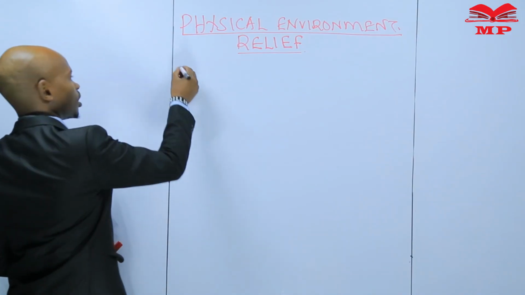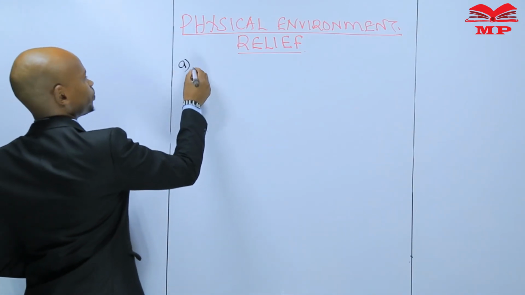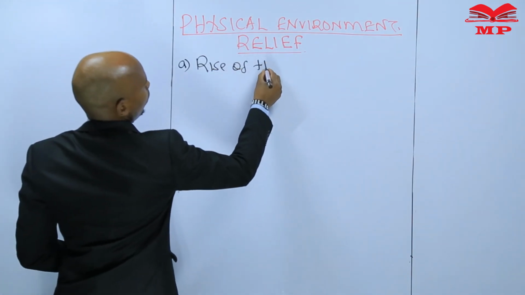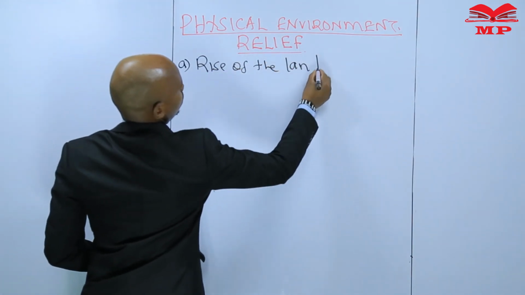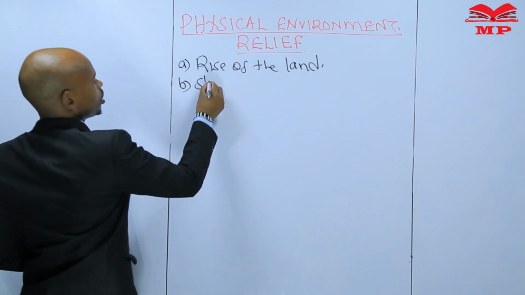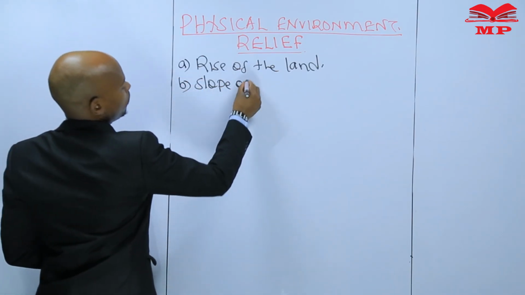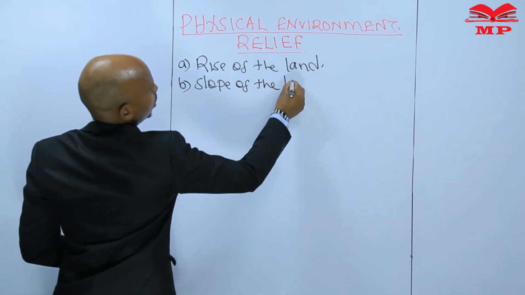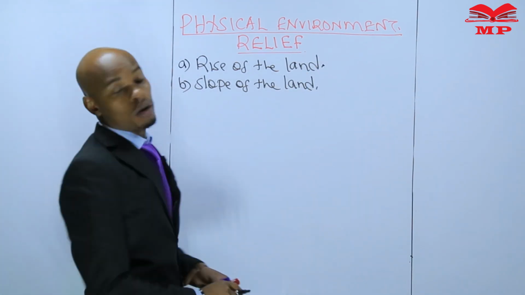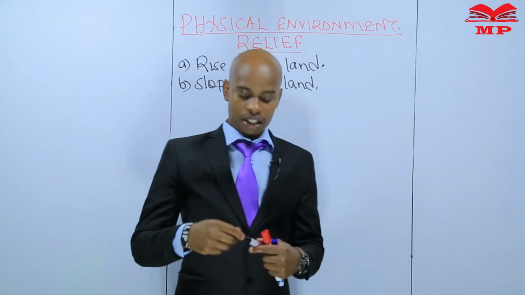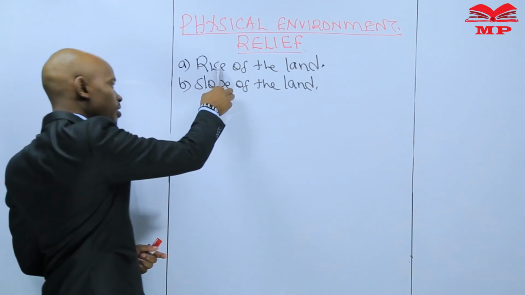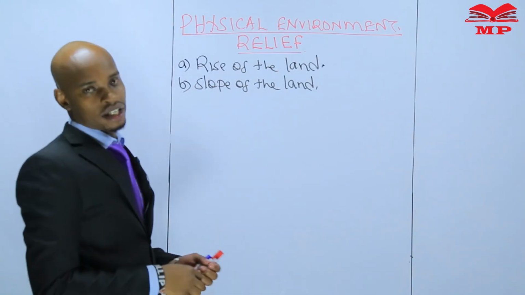Number one is the rise of the land, and B, the slope of the land. These are the two objectives that we are supposed to accomplish at the end of this subtopic on relief. Rise and slope.